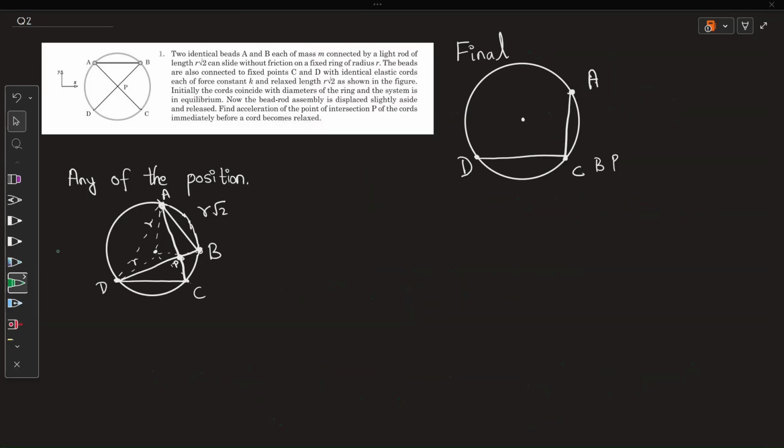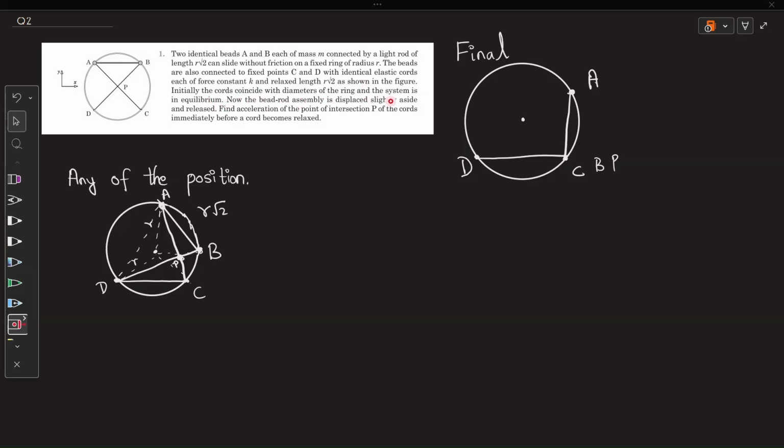Question number 2. Two identical beads A and B, each of mass m, connected by a light rod of length r root 2, can slide without friction on a fixed ring of radius r. The beads are also connected to fixed points C and D with identical elastic cords, each of force constant k and relaxed length r root 2, as shown in the figure.